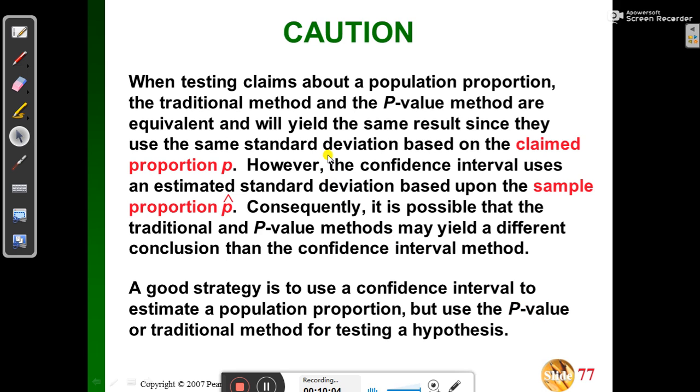When testing claims about a population proportion, the traditional method and the p-value method are equivalent and will yield the same result since they use the same standard deviation based on the claimed proportion. However, the confidence interval uses an estimated standard deviation based upon a sample proportion. Consequently, it is possible that the traditional and p-value methods may yield a different conclusion than the confidence interval method.